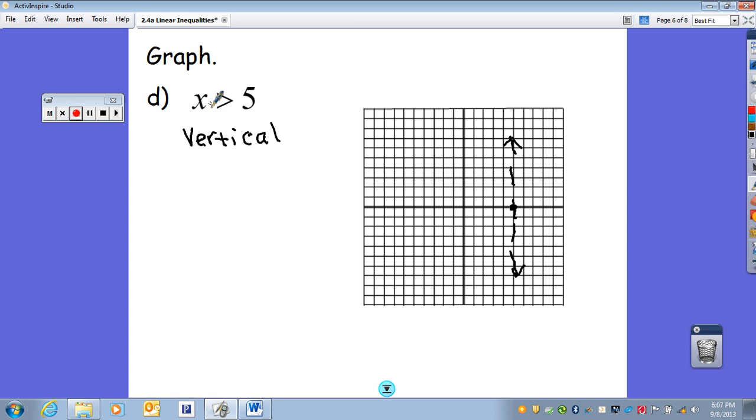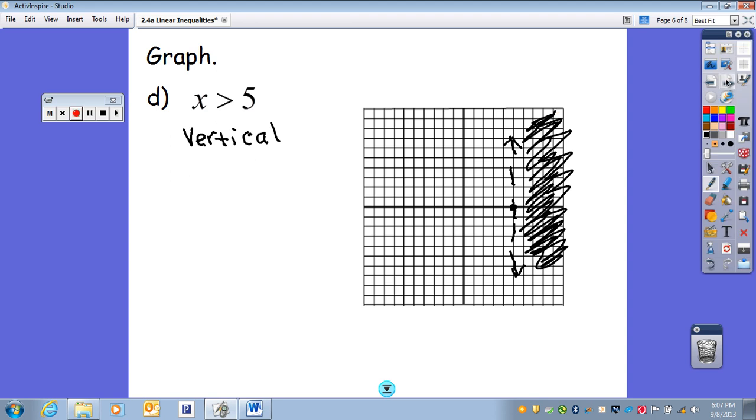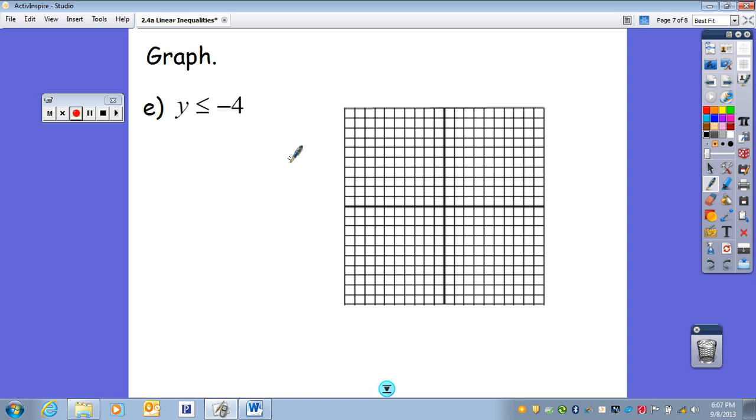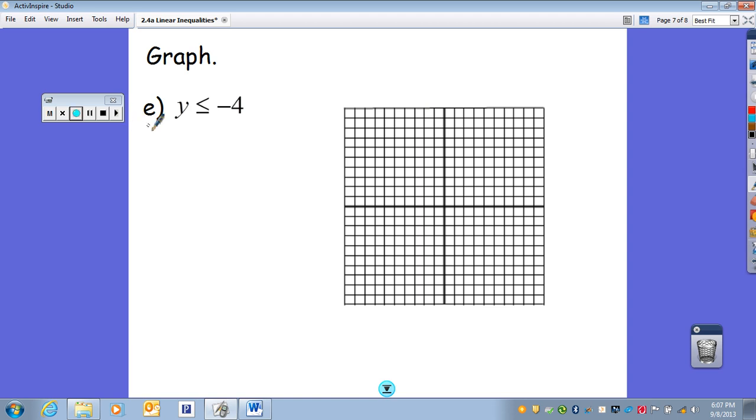Next, it says we want all the values that are greater than 5. And since we're talking about a vertical line, all the values to the right of this line for x are going to be bigger than 5. So we'll shade to the right of the line. All of those points would be solutions to this inequality.